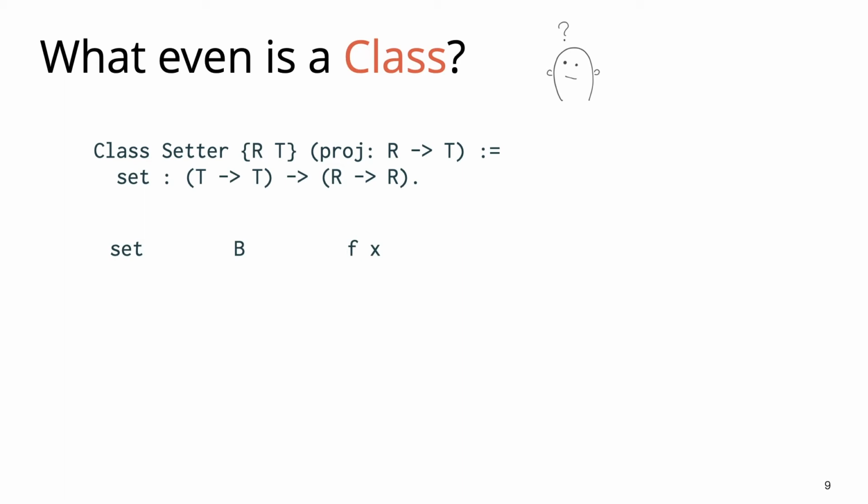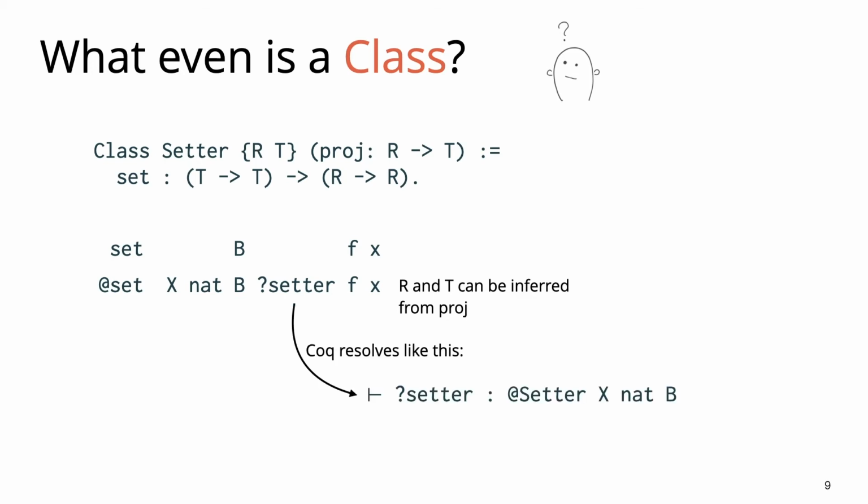When Coq encounters an expression like set B F X, it needs to type check this by inferring all the implicit arguments. The R and T implicit arguments are easy to infer, just based on the proj, in this case B. The more difficult task is inferring this question setter, which is a value of type setter B. This is the only difference between a class and a record. When Coq encounters question setter, which is a class, it runs type class resolution to fill in that implicit argument, whereas for a record, this would simply fail.